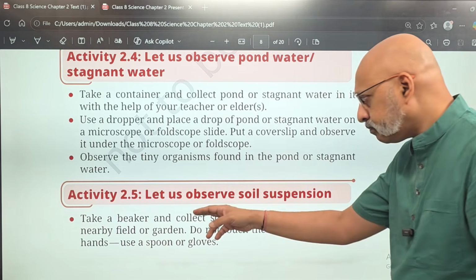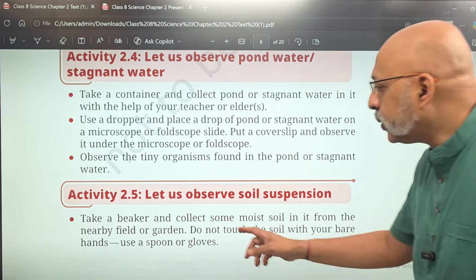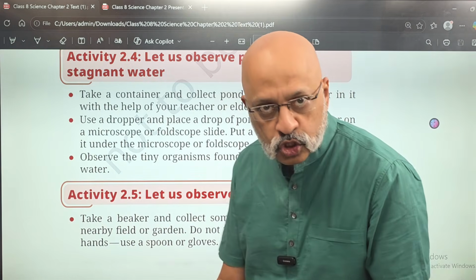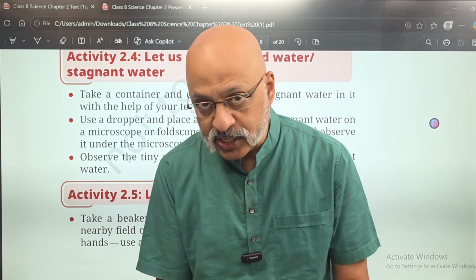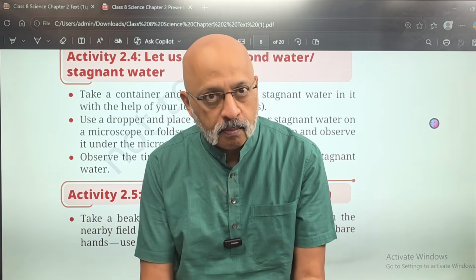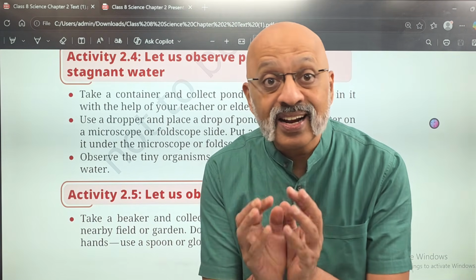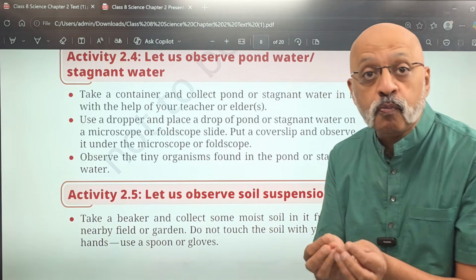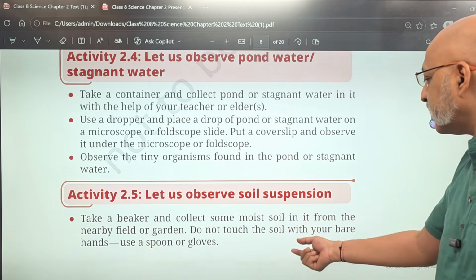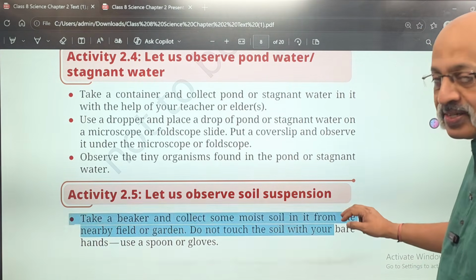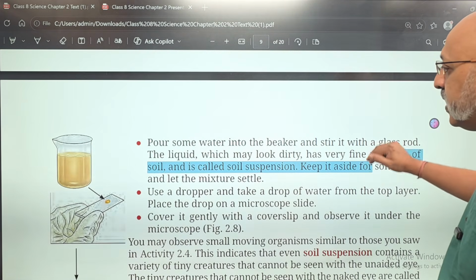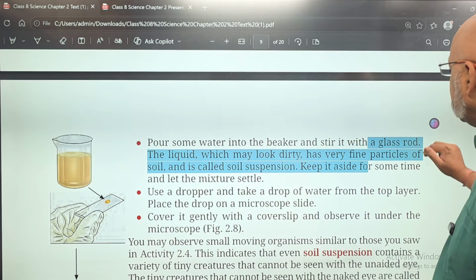Next activity: you take a beaker and collect some moist soil, that is soil which is a little moist, which means you may have watered it a day before, so the mud is still a little wet. There is some moisture or humidity in it. Take it from a nearby field or a garden. Do not touch the soil with your bare hands. Use gloves. Gloves are always important, because you don't want to catch any kind of infection.